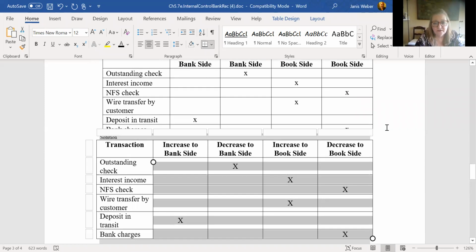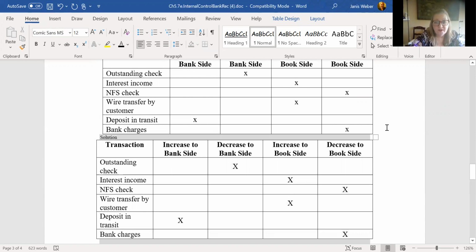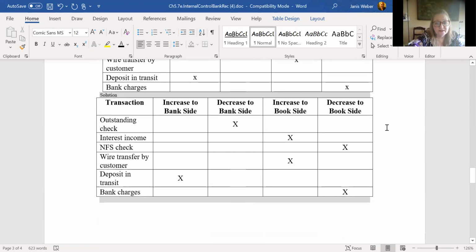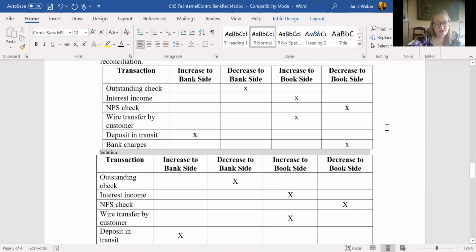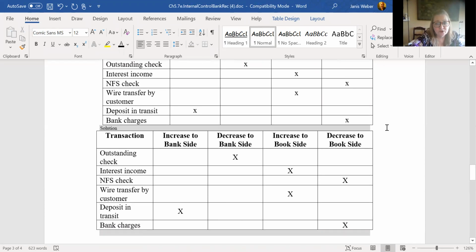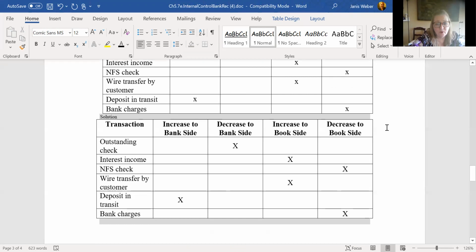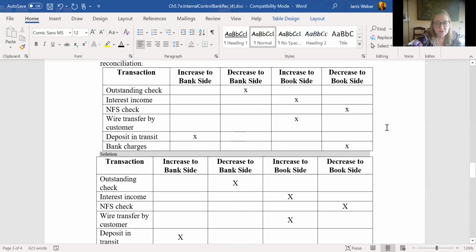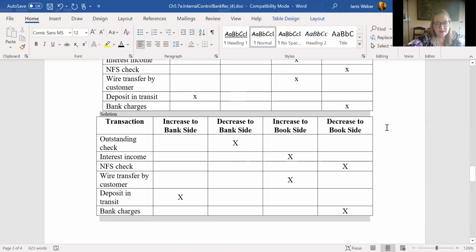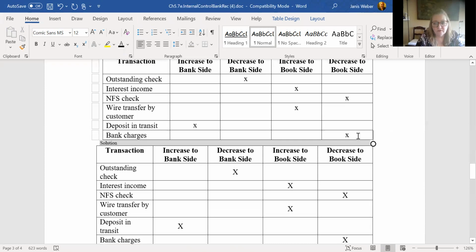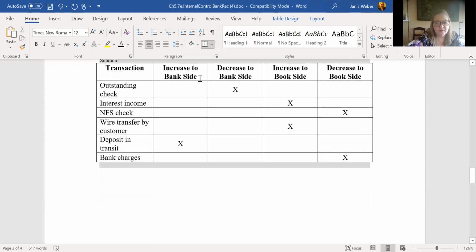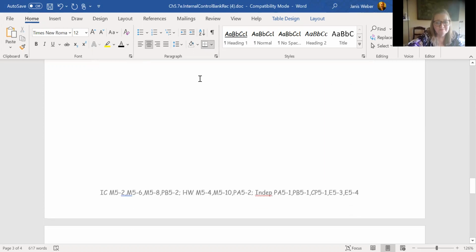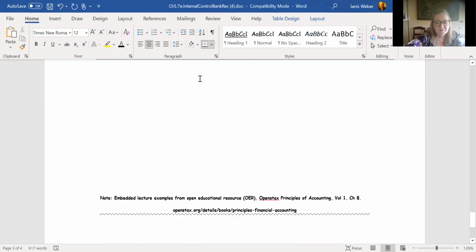So yeah, let's see. The only one that adjusted an increase to the bank side was deposit in transit. The only one that decreased the bank side was outstanding checks. The increases to the book side were the interest income and the wire transfer. The decreases to the book side were the NSF check and the bank service charge. So yeah, that's right. Might as well get rid of this because we have it right here in the solution. Okay, let's see what we got.